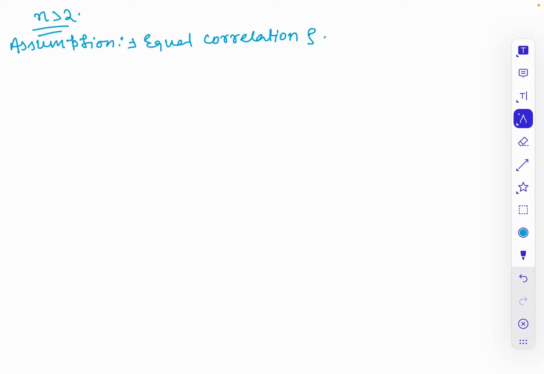Now how do we define correlation? When you write the covariance for asset i and j, this is equal to the correlation of assets i and j times the standard deviation of asset i times the standard deviation of asset j. Now we are assuming that the correlation term is constant for all combinations of i and j. Basically this term is constant, so this term is rho. Okay, so this is our assumption, and with this assumption we are moving forward.